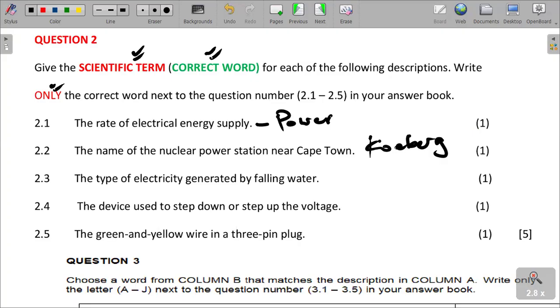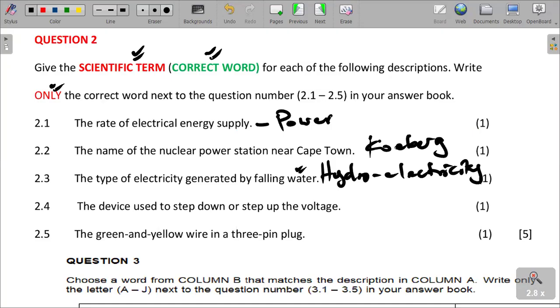And then the type of electricity generated by falling water. We talk about forms of electricity. When we talk about water, it means it is hydro. Hydro means from water, hydro electricity. I'm sure I remember that thermal is from coal, and then we have nuclear, and we have solar from solar energy, and also we can talk about every other type of source or other types of power systems. So what we are saying is, if it is water, it means hydro. Electricity that is generated from water is called hydroelectricity.